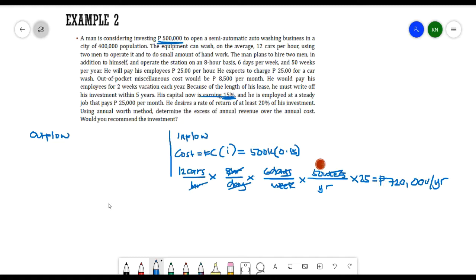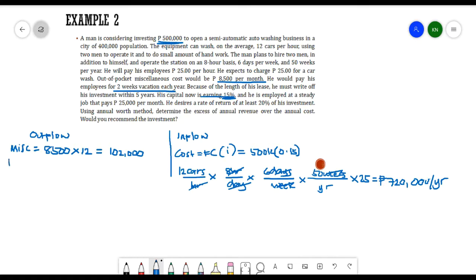Next we have the miscellaneous cost. We'll just write MISC here. The miscellaneous cost is 8,500 per month. But again, we need to find it annually, so we need to multiply that by 12. So 8,500 times 12 is 102,000 pesos. And he would pay his employees for 2 weeks vacation each year.